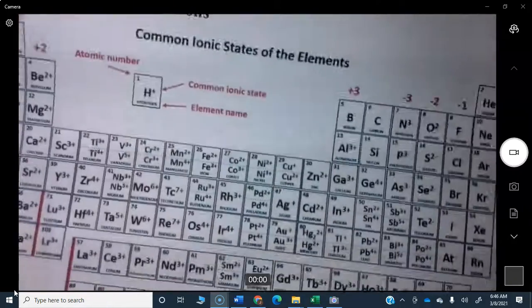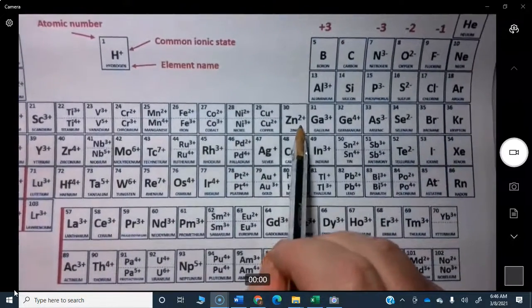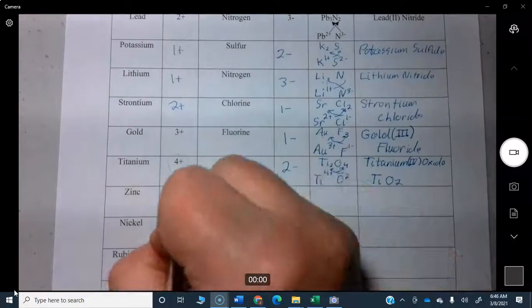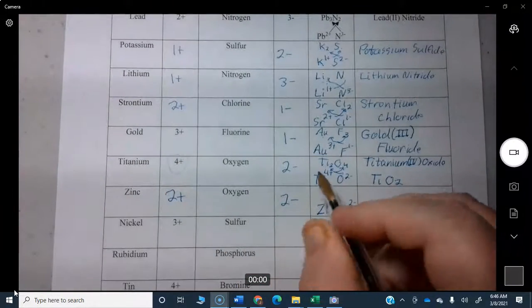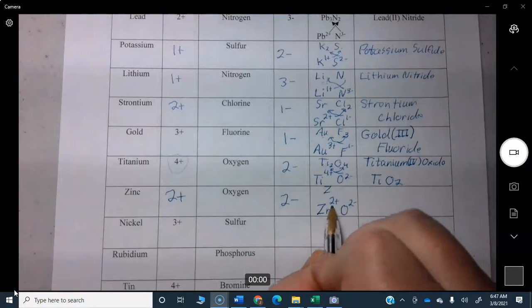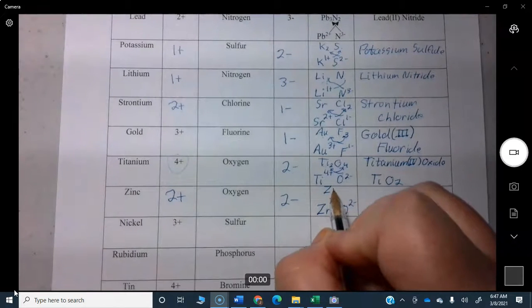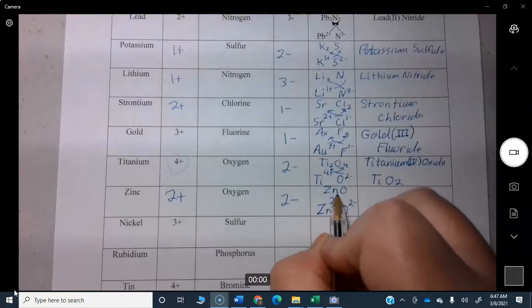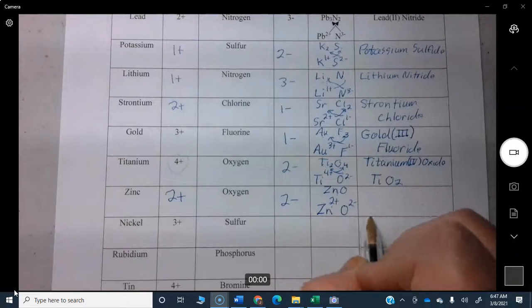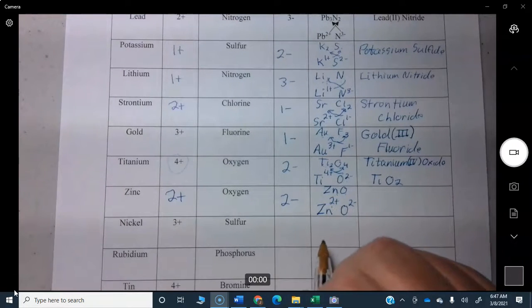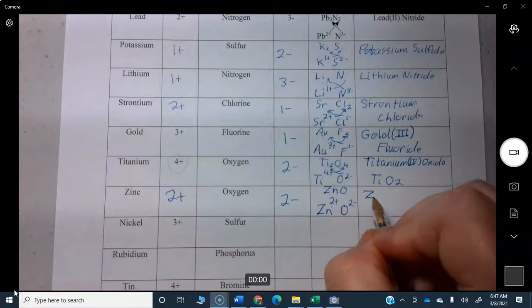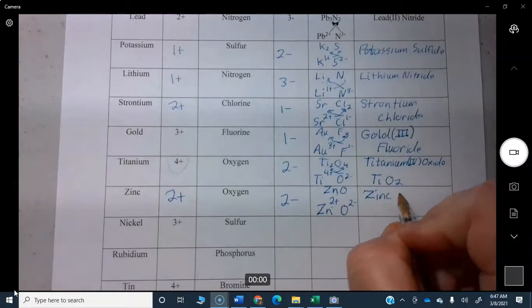Okay, zinc. What about zinc? It's a transition metal, but if we look at it, it only has one possible charge. So we don't have to use a Roman numeral. And this one's pretty easy. You can see it's a 2 to 2, which is a 1 to 1 relationship. So Zn2O2, but you can reduce that down to just 1 to 1. So it's zinc oxide. Again, you don't need a Roman numeral because zinc only has one possible charge.